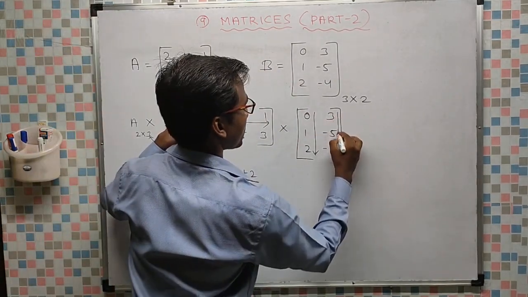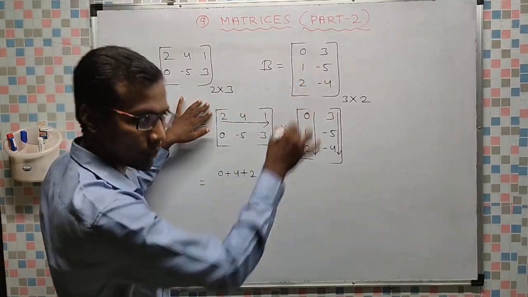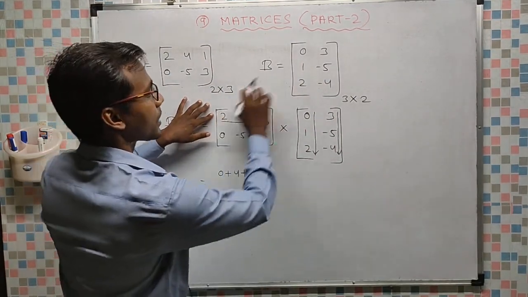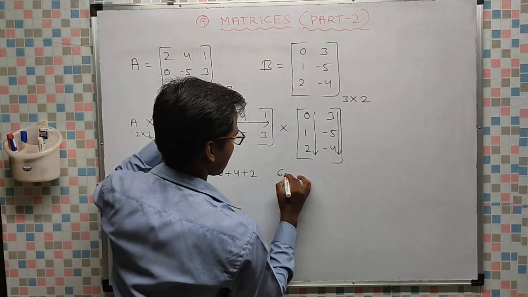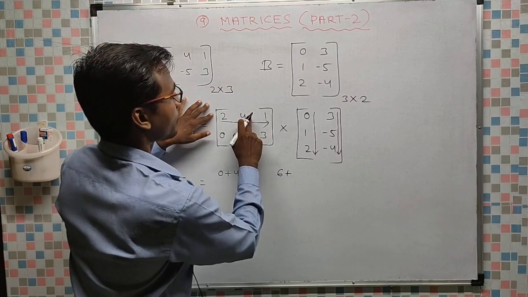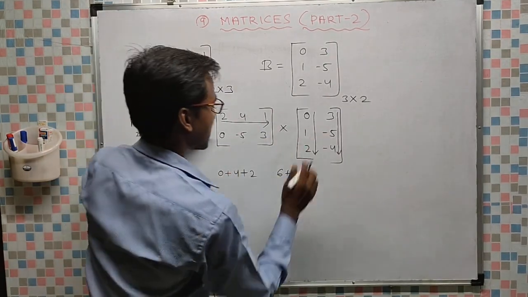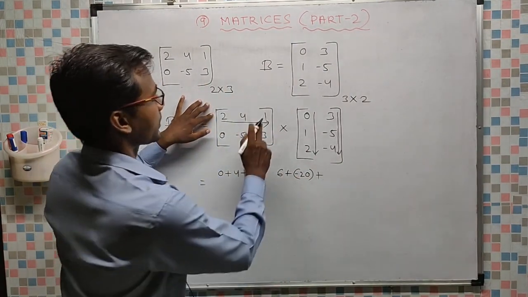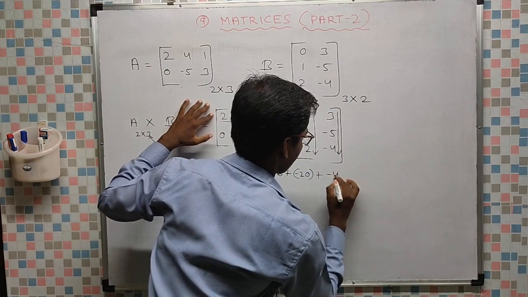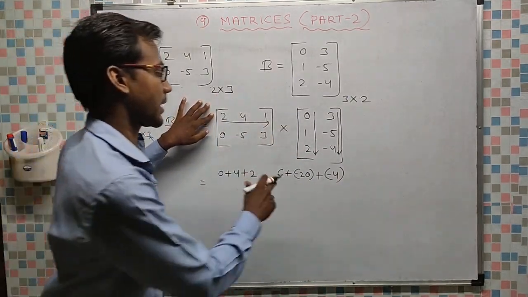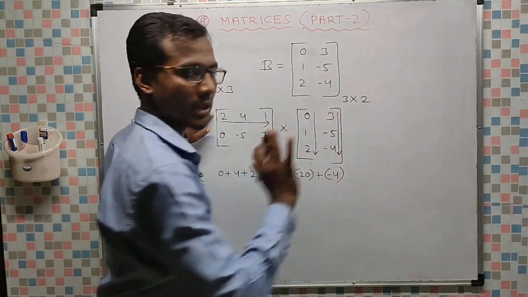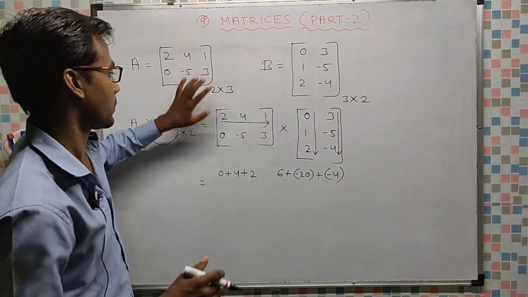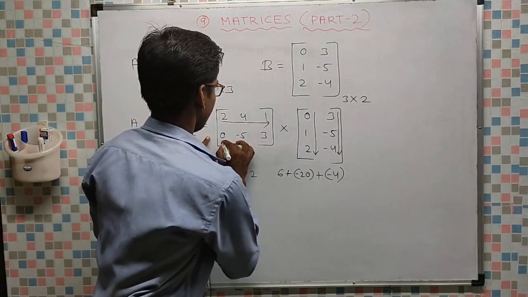Now we'll move to the second column from top to bottom, and in the first matrix from left to right. Again 2 into 3 is 6. 4 into minus 5 is minus 20. Always plus. Then 1 into minus 4 is minus 4. This is again one element only. Now all the columns are over. When all the columns of the second matrix are over, you can change the row. First row is over. Now let us move to the second row.